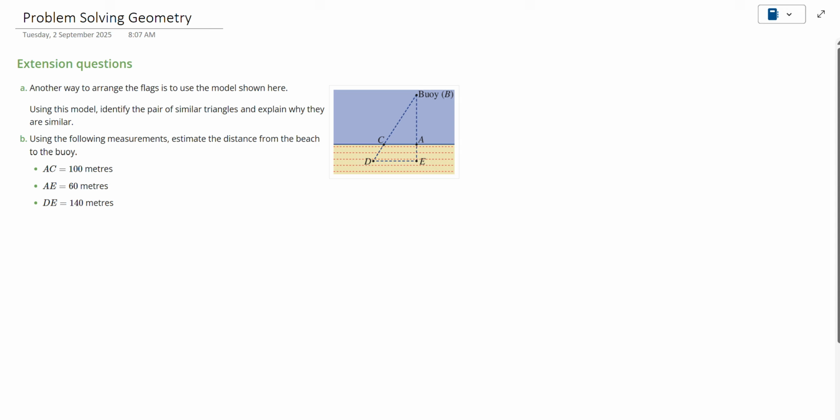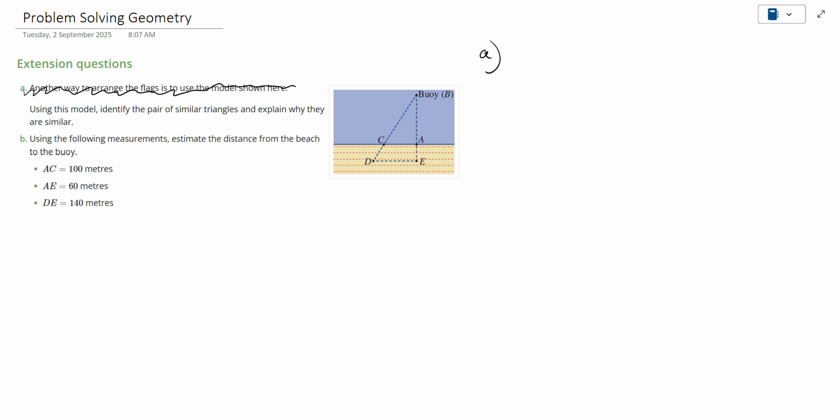Problem solving with geometry. In this question, we're just going to ignore part A because this is the second part to another question. So using this model, identify the pair of similar triangles and explain why they are similar. For part A, we need to identify the pair of similar triangles.